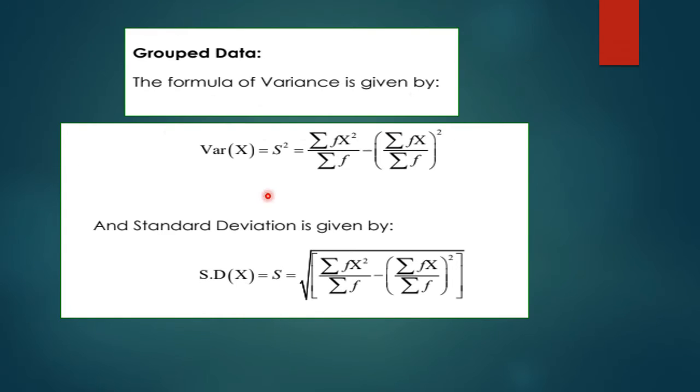Now for grouped data, the formula of variance is given below: variance of x, s square is equal to summation fx square divided by summation f minus summation fx divided by summation f whole square. Now for standard deviation, as you can see clearly, the frequency is involved. Standard deviation is taking the square root of the variance. It is the standard deviation.